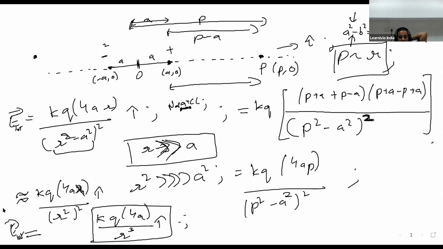Look at this. Isn't this interesting? What is the interesting bit here in this answer? Sir, that r² is very much greater than a², and then we get r cube. Yes. So essentially, what we're getting is an r cubed.